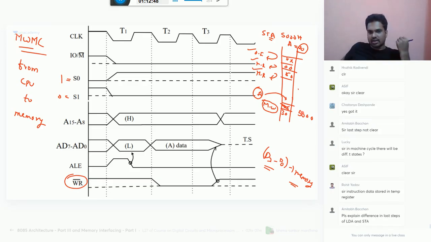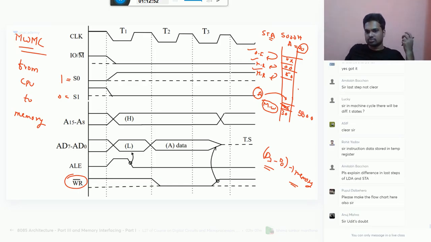It can store anywhere. There are different registers. It can be a temporary register, WZ. It depends on the instruction. Last step is write into the memory.